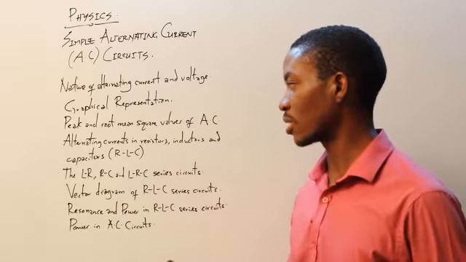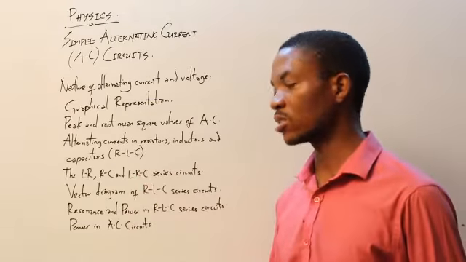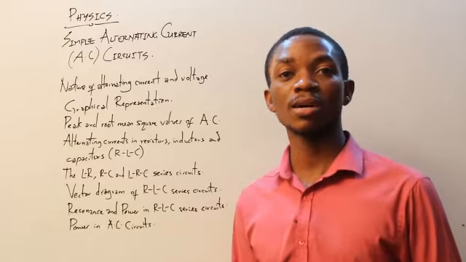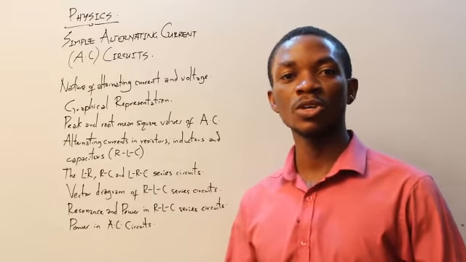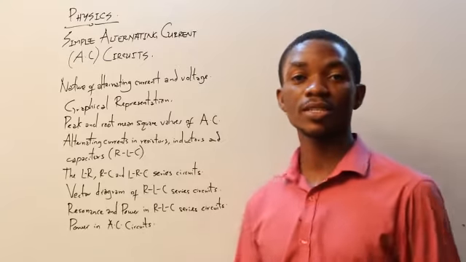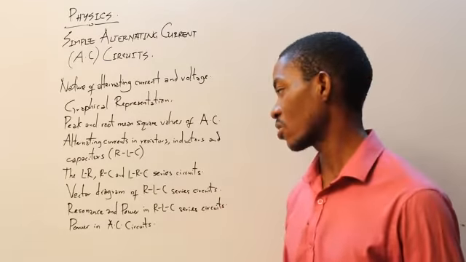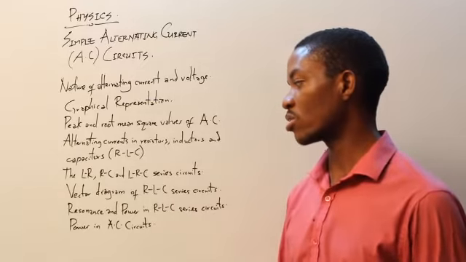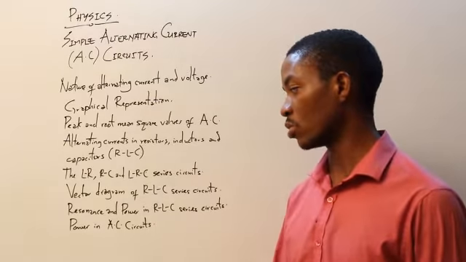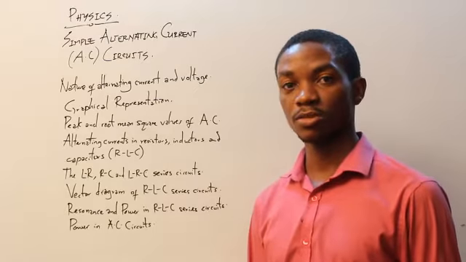And also, we'll look at their connections in series, that is, resistors and inductors, resistors and capacitors, as well as the resistor, capacitor, and inductor connection in series. We'll look at the vector diagram of the resistance, inductance, and capacitance series connection, the resonance and power in these connections, and also we would focus on power in alternating current circuits.